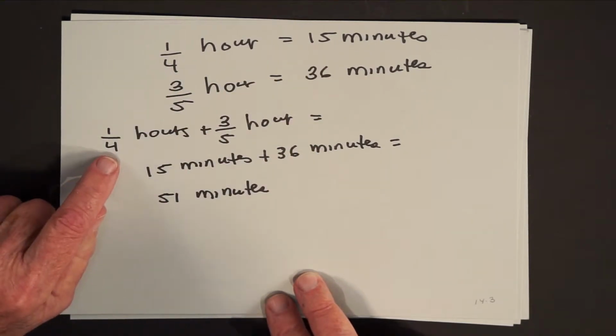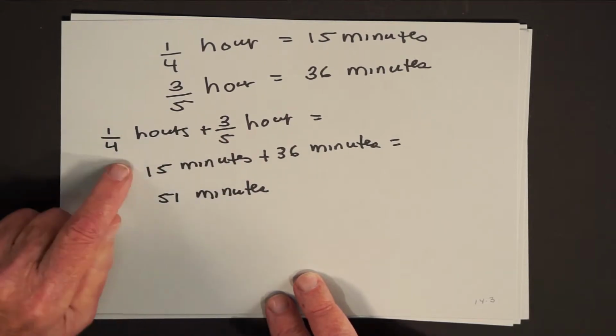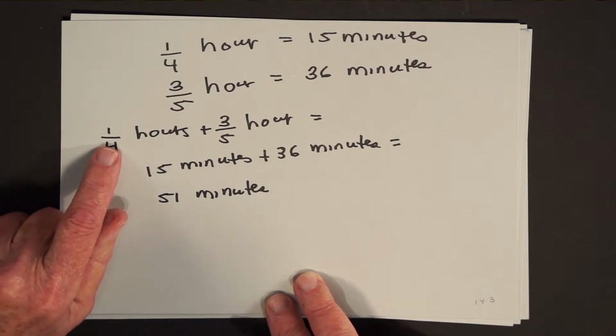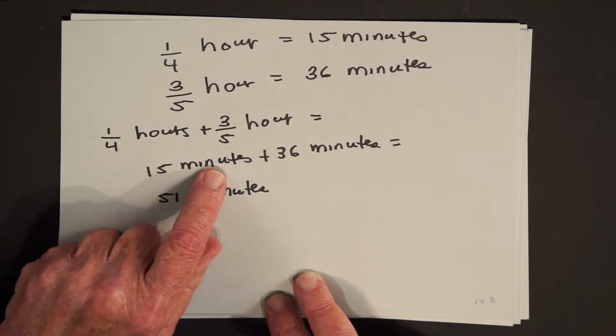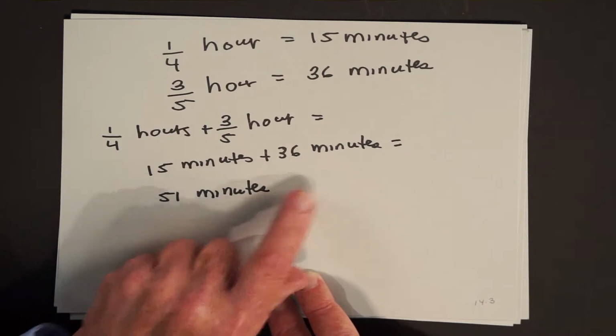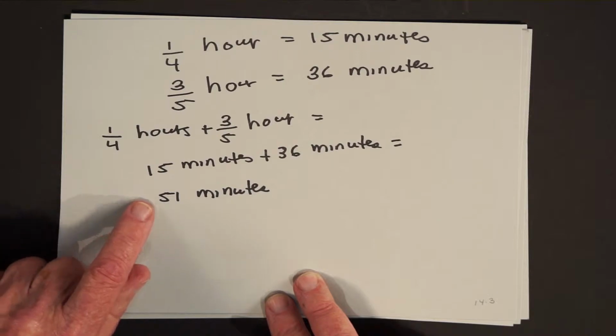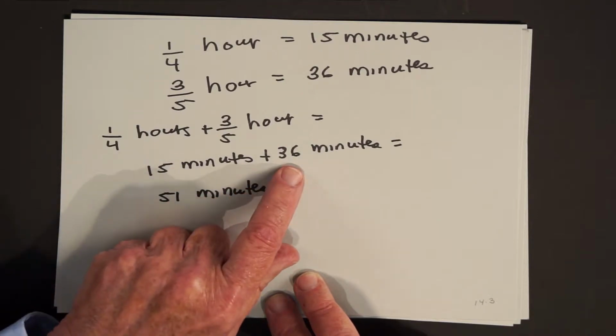So if I say to you, how much is 1/4 of an hour plus 3/5 of an hour, and you don't like fractions, you say, oh, another name for 1/4 of an hour is 15 minutes. Another name for 3/5 of an hour is 36 minutes. Now I have the nouns I like because the adjectives are now whole numbers. So the answer is 15 plus 36.